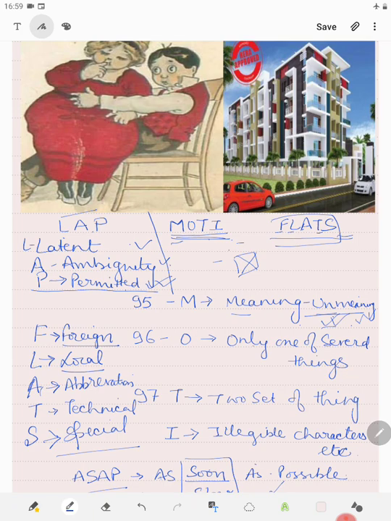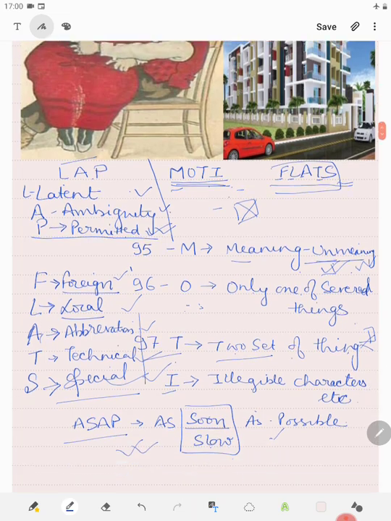Then O, where only one of the several facts is referred to; then to which particular fact it refers, evidence can be given. Then T, where two sets of things are there but it correctly matches none. So which particular set was meant, evidence can be given as to it. And when there are illegible characters with regard to foreign terms, local words, abbreviations, or technical words used, or any word used in a special or peculiar sense, then evidence can be given with regard to it.